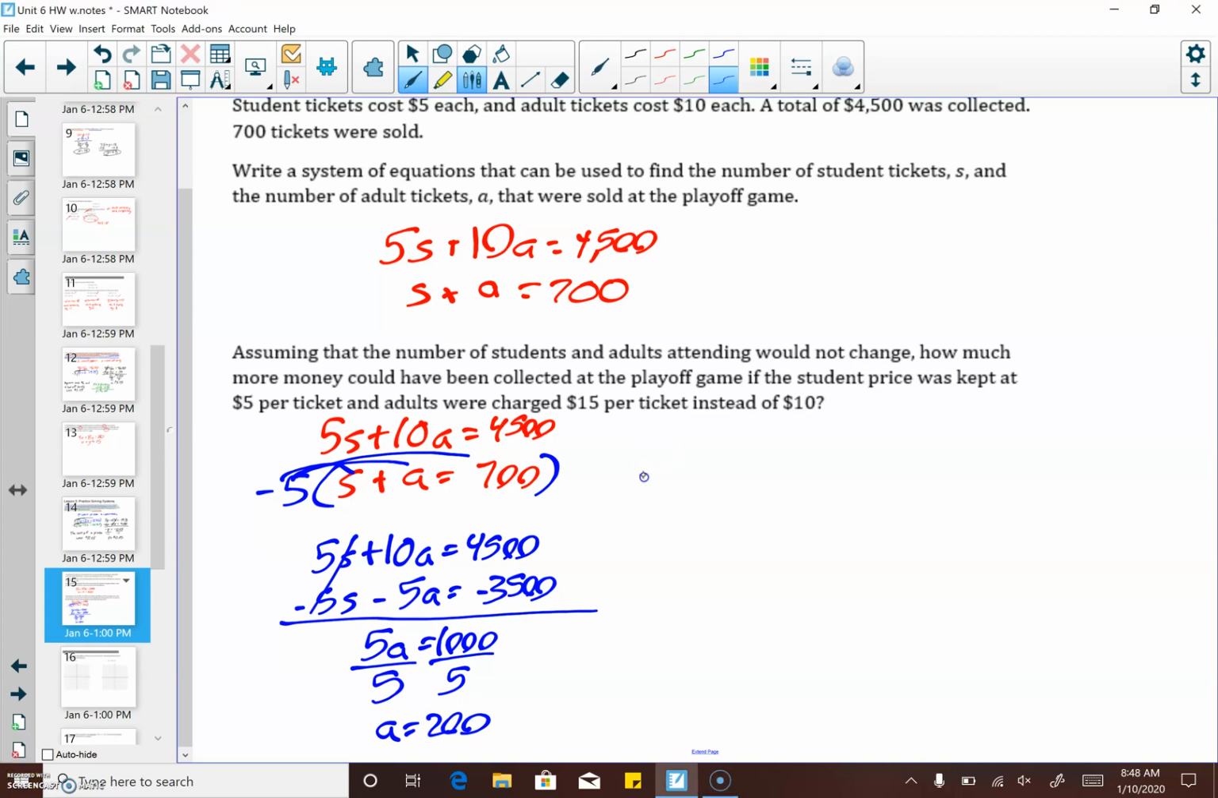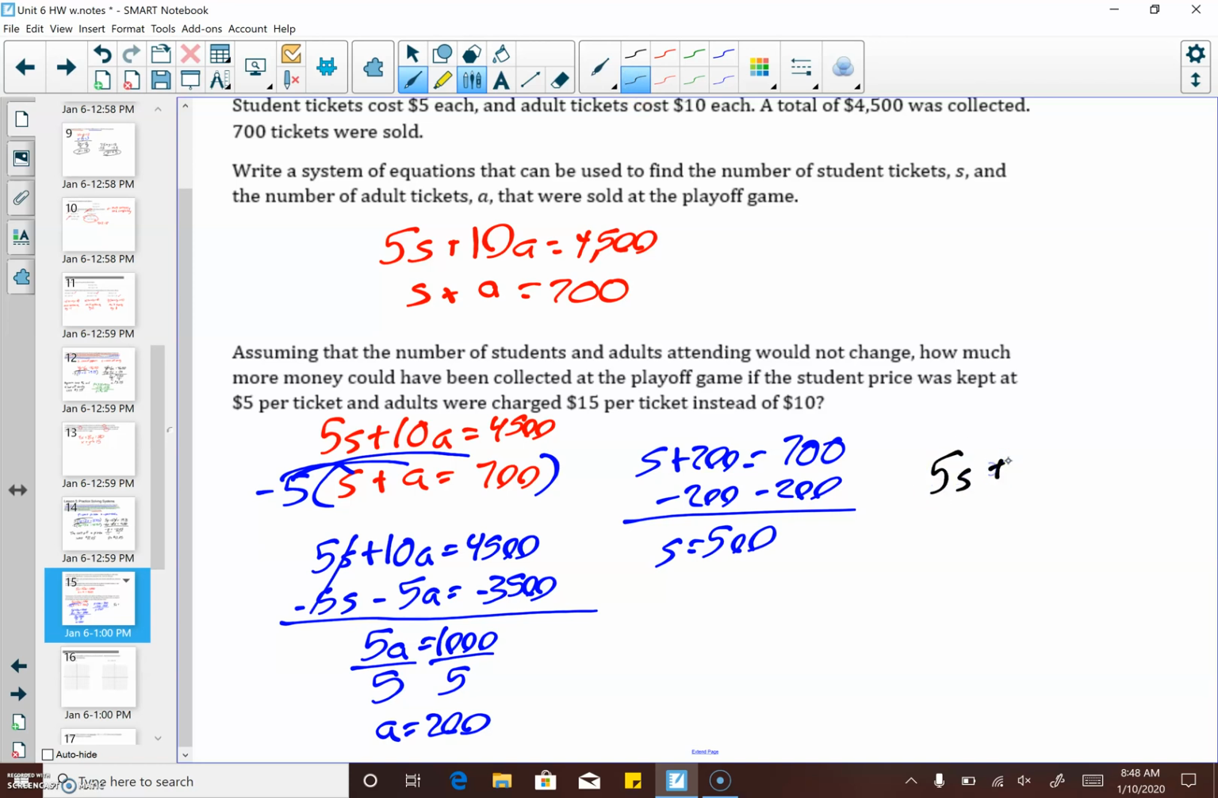So now I'll plug back into that original bottom equation. S plus 200 equals 700. I'll subtract that 200 on both sides, and I'll find out that there were 500 students at the game. So we know that with that combination of numbers, there was $4,500 gained. But what happens if we were to take that original equation, 5S plus, and instead of it becoming $10 per adult, it became $15 per adult. And they want to know how much more money they would make.